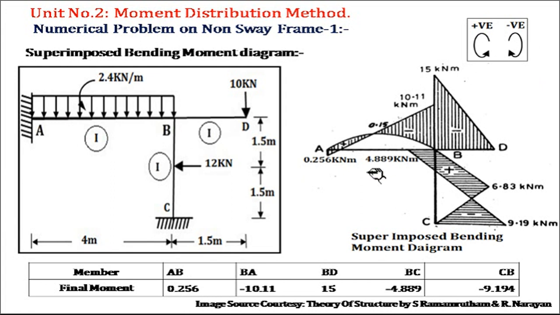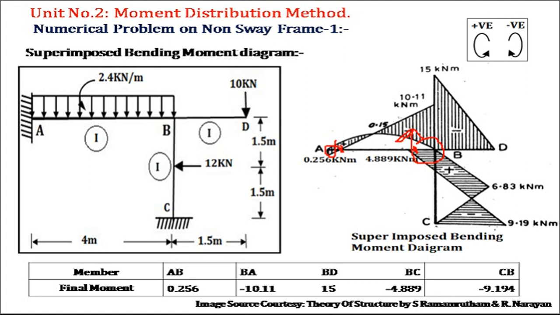Since it is plus 0.256, that means the moment is acting in anti-clockwise direction. So you have to keep the pen here and rotate this joint in anti-clockwise direction. Like this you have to rotate, so it is coming upward. Then the moment in member BA is minus 10.11. You have to keep the pen here and rotate the member in clockwise direction, so the value is in upward direction.